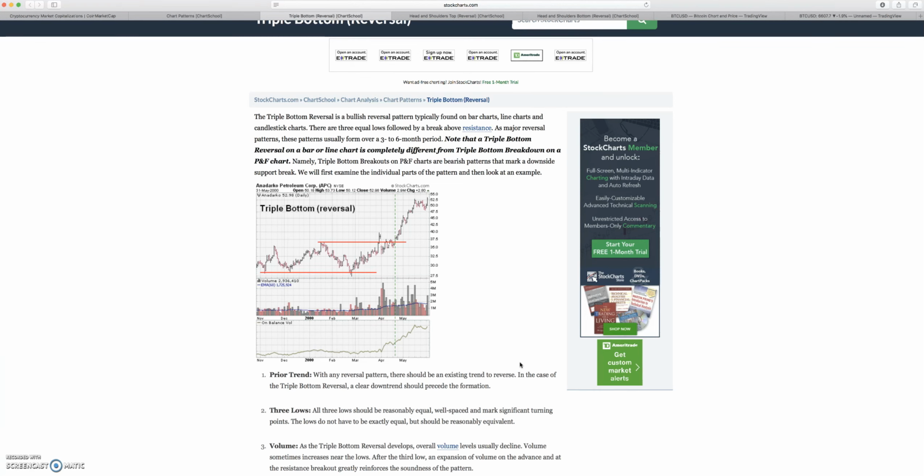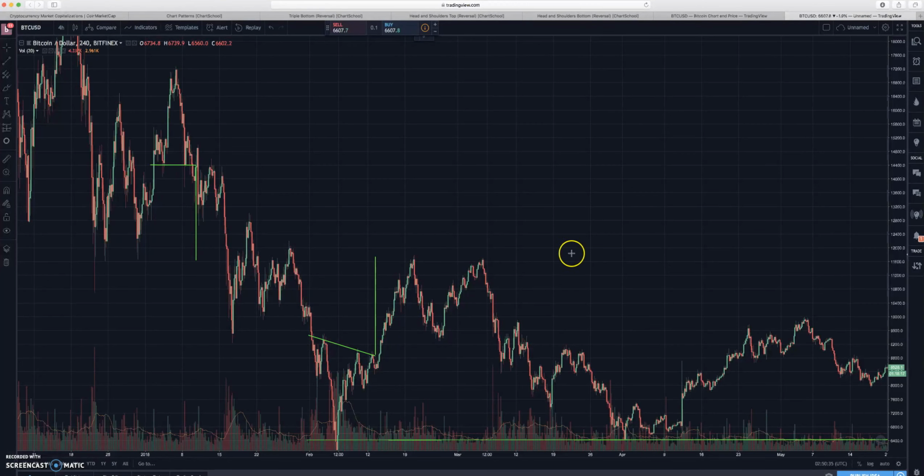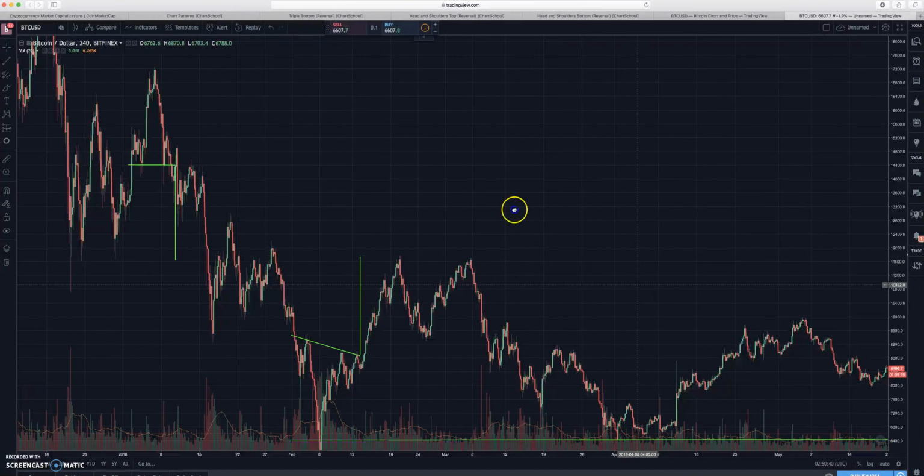These patterns usually form over a 3 to 6 month time frame. This is really important, and this is exactly what we've been seeing. If you've been following the Bitcoin charts, it's been about 3 to 6 months since our all-time highs, and probably about 3 months since our initial bottom.